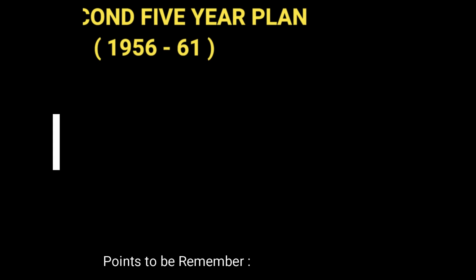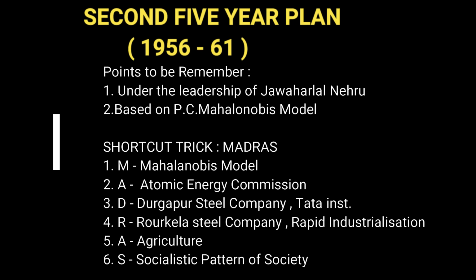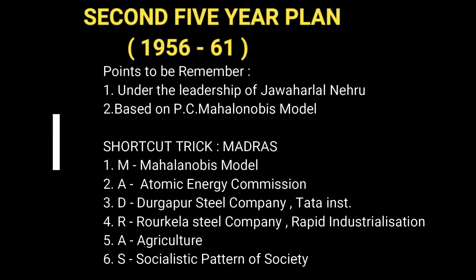Second 5-year plan from 1956 to 61. Points to be remembered. First, under the leadership of Jawaharlal Nehru. Second, based on P.C. Mahalanobis model. Shortcut trick, Madras. First, M for Mahalanobis model. Second, A for Atomic Energy Commission.